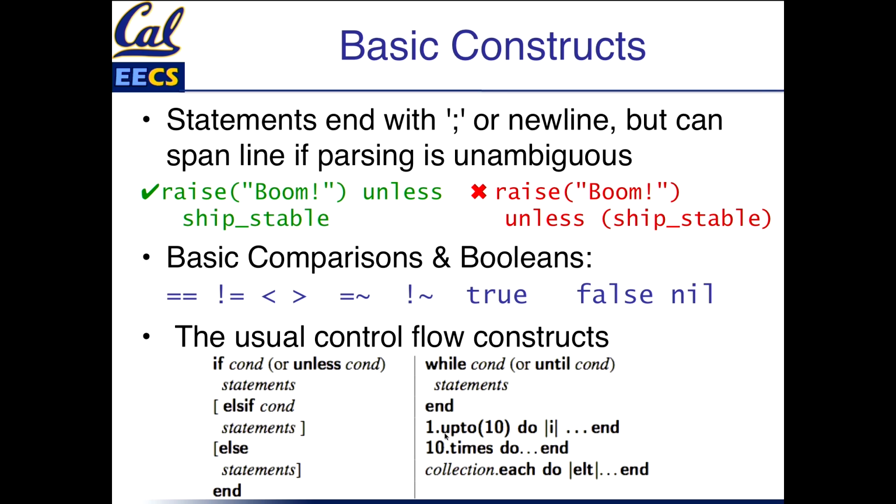And what are these weird things down here? 1 up to 10 or 10 times? You can try to think of these as loops, but I'd really rather you didn't. In a couple more sections, we're going to talk about blocks and iterators, and what these really are is a completely different way of thinking about iteration. Instead of thinking about loops, we're going to think about objects that manage their own traversal. Let me say that one more time.